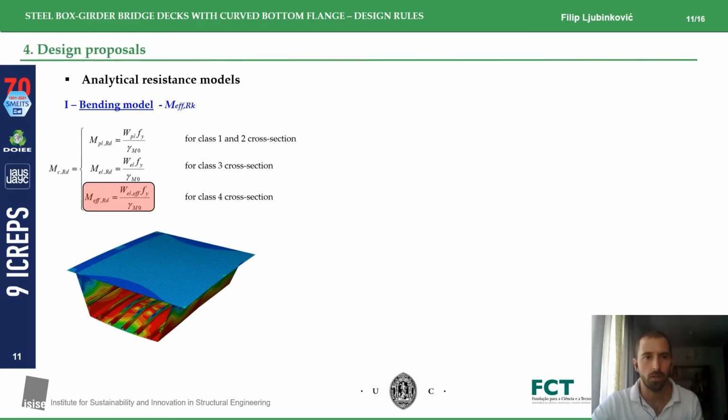Now, using the numerical results, we proposed analytical solutions separately for the bending and for the shear. First, I will say something about the bending resistance model. As you can see, this formula is completely the same as the one from the Eurocode for the trapezoidal stiffeners, trapezoidal box girders. However, what is new here is the definition of these effective properties of the cross section. And for that, we proposed a curved panel approach. It's a 5-step approach. I will go just quickly through those 5 steps.